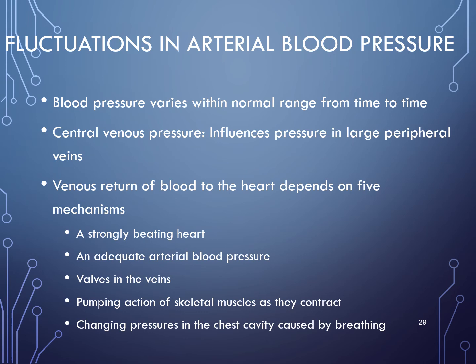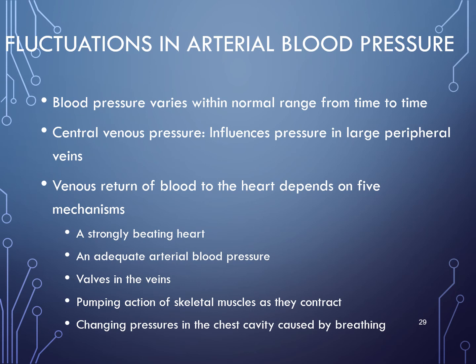So even though we say perfect blood pressure is 120/80, it does vary within a normal range from time to time and from person to person. One thing that can affect arterial blood pressure is central venous pressure. So central venous pressure represents the low end of the pressure gradient. Remember, we said it's about 1 millimeter of mercury as opposed to the 120 millimeters of mercury at the aorta.